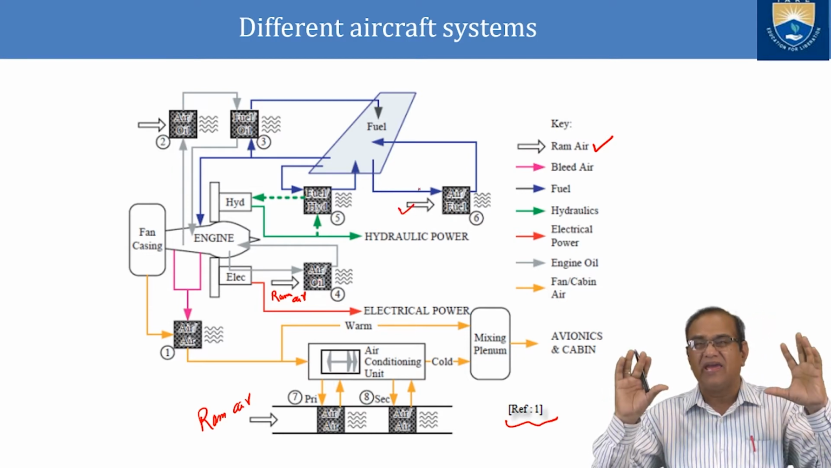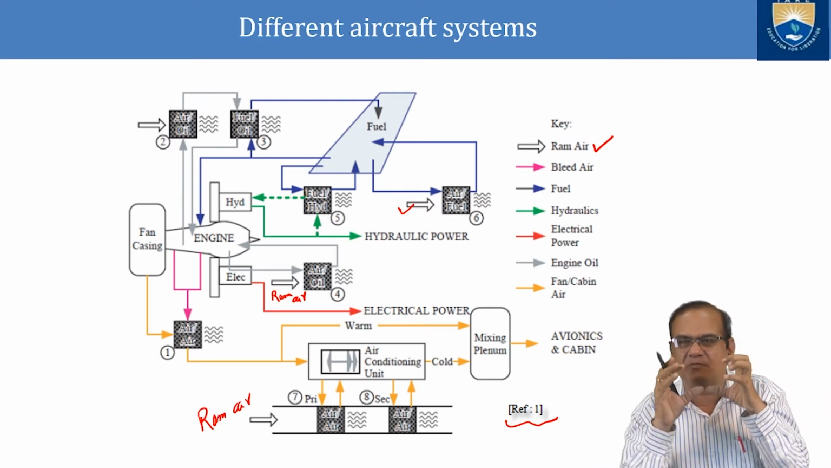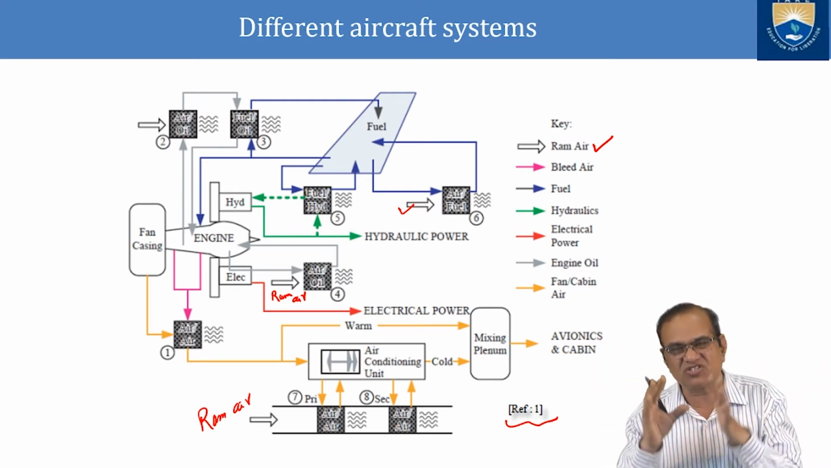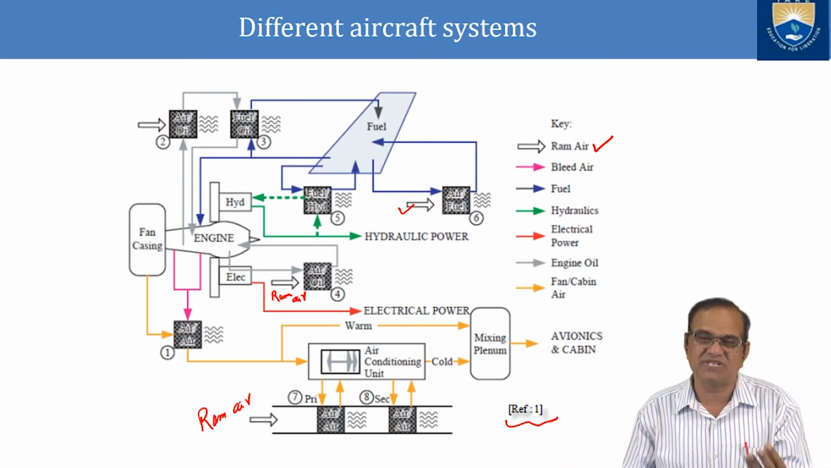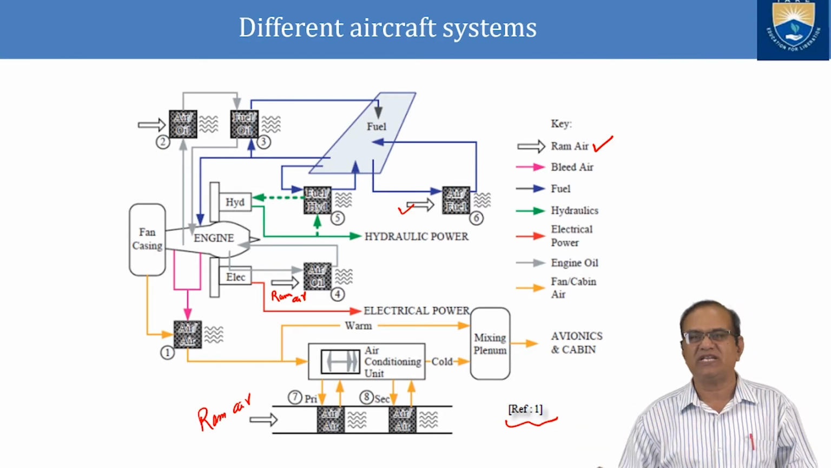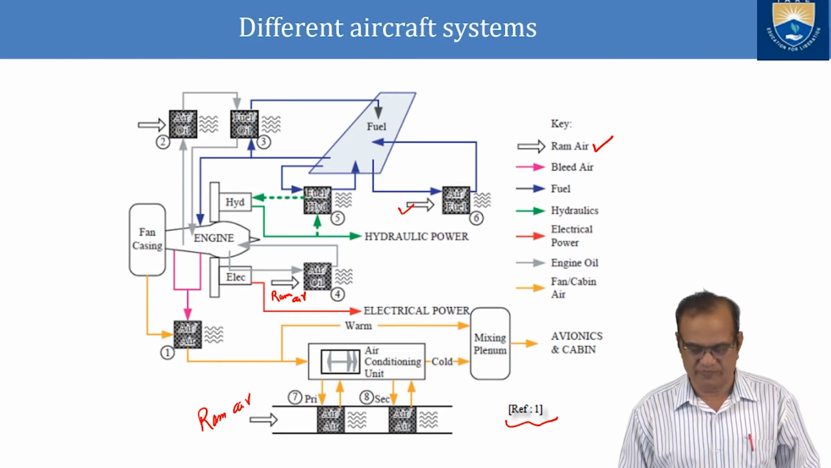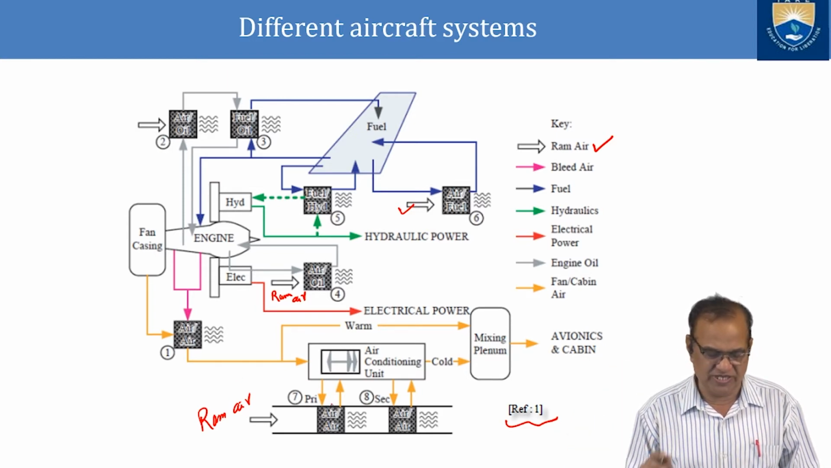This ram air means atmospheric air, a little compressed. As it is entering here, velocity is reduced. This velocity is converted to pressure, and this pressure is slightly higher than atmospheric, so it will propagate in one direction. So these things are used here.